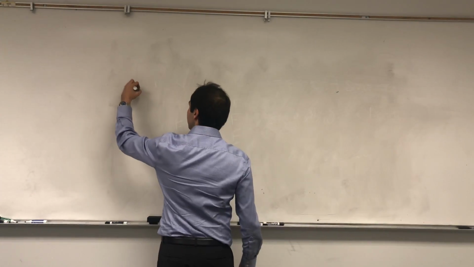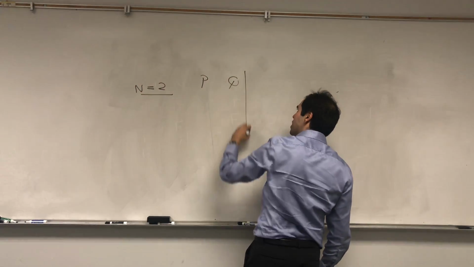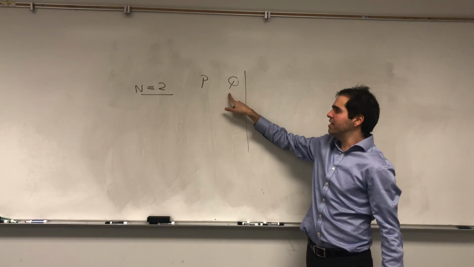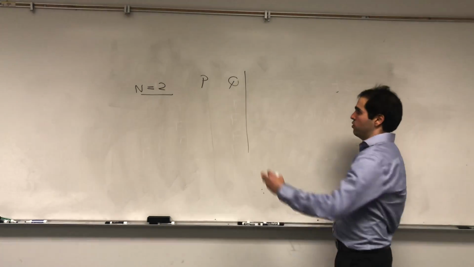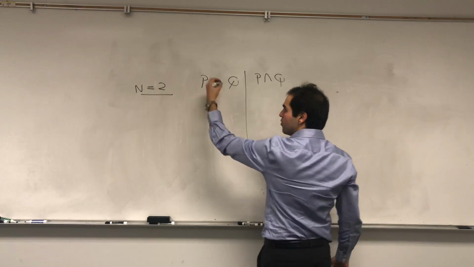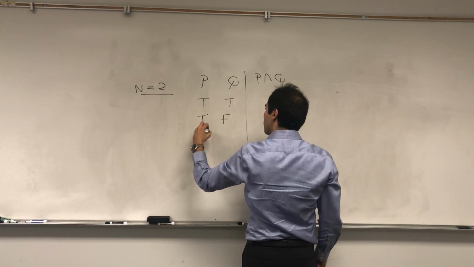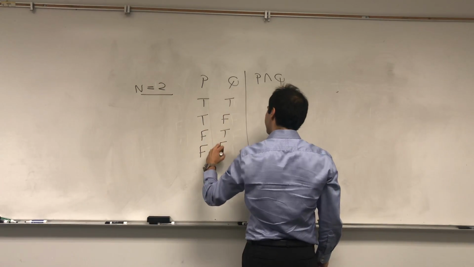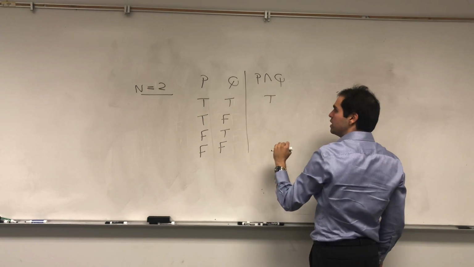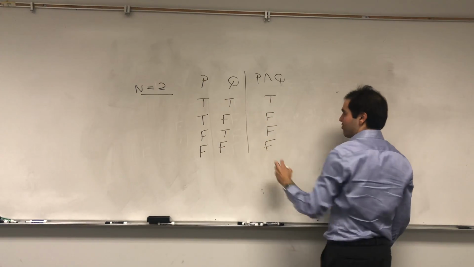Just to remind you, let's do the case with two statements. A truth table with two statements is a table that accepts two statements as an input and gives you a certain output. For instance, let's draw the table for P and Q. The possibilities for P and Q are true, true; true, false; false, true; and false, false. And for P and Q, it's very stringent. True and true is true. True and false is false. False and true is false. False and false is false.